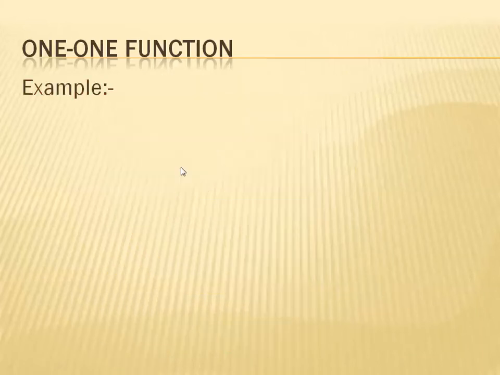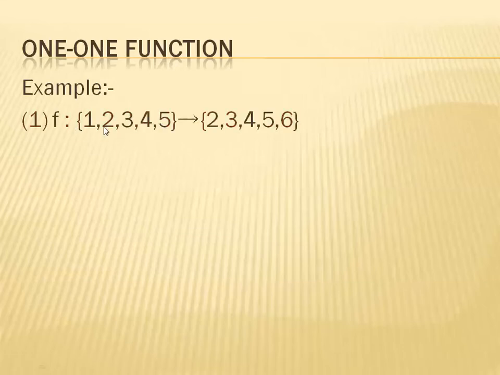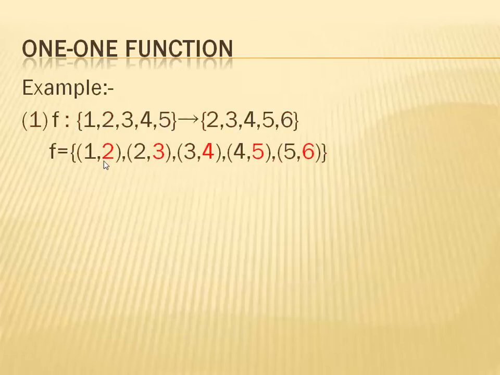Let us take a few examples. The first example is like this. If you see this function, then this function is a one-one function because the image of 1 is 2, of 2 is 3, of 3 is 4, of 4 is 5 and of 5 is 6, and images are not repeated. No element of the codomain is repeated, and therefore this function is a one-one function.